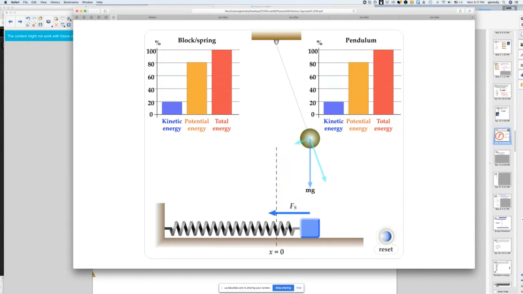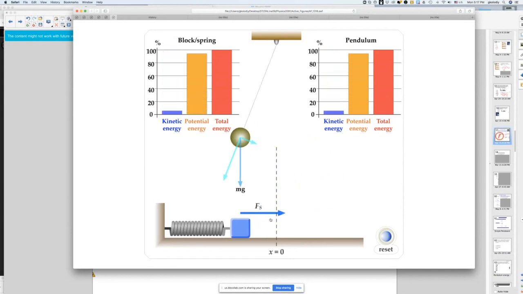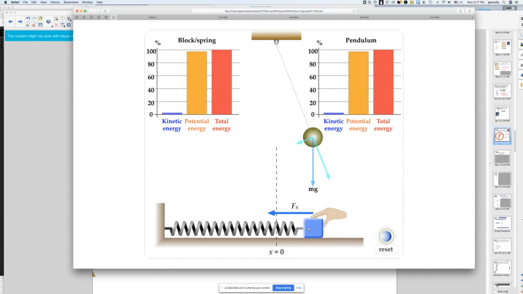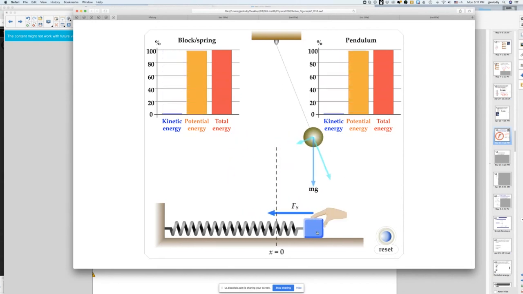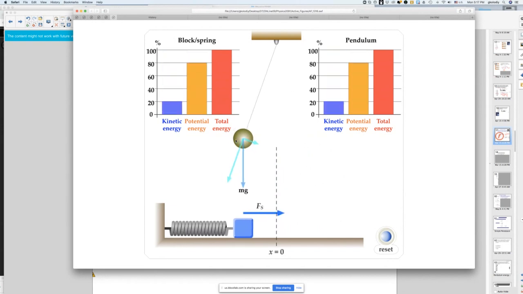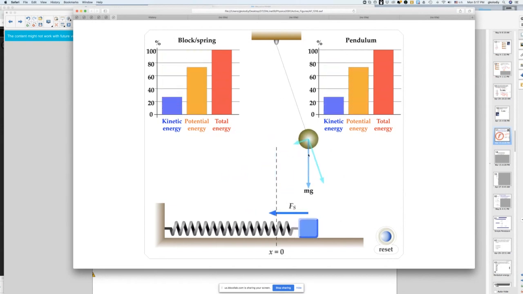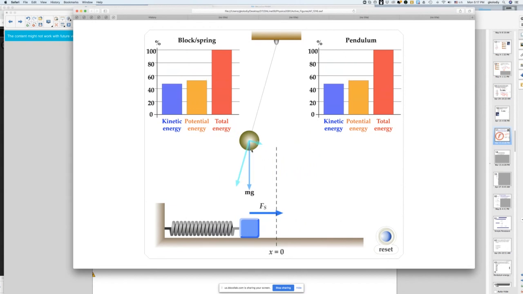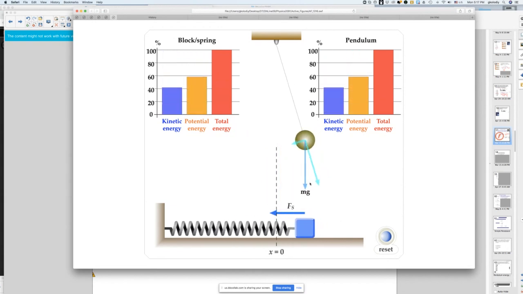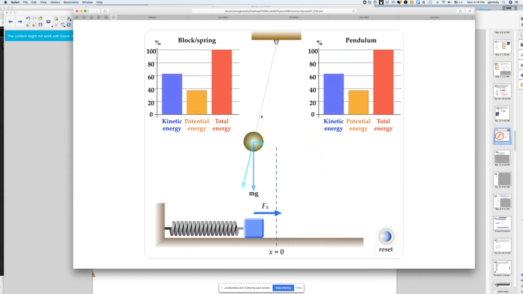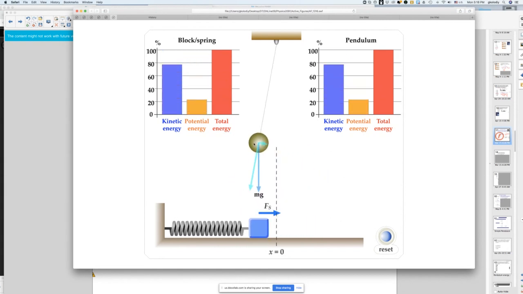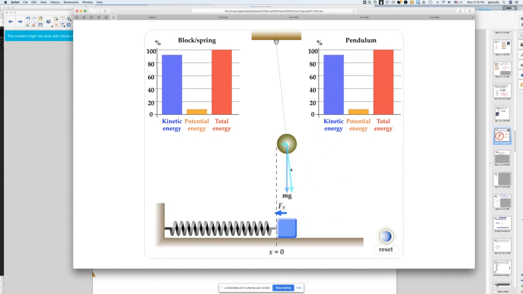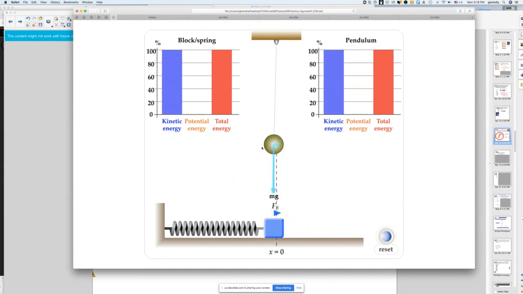Look at the force here. The force here is varying. It's big, it's zero, it's big, it's zero. Look at one of the forces here. The only forces acting on this, well, two forces: the weight is down, and there's a force of the string up. But there's a force over here which is varying just like this one here. What is that force? Well, that's what we're going to find out.